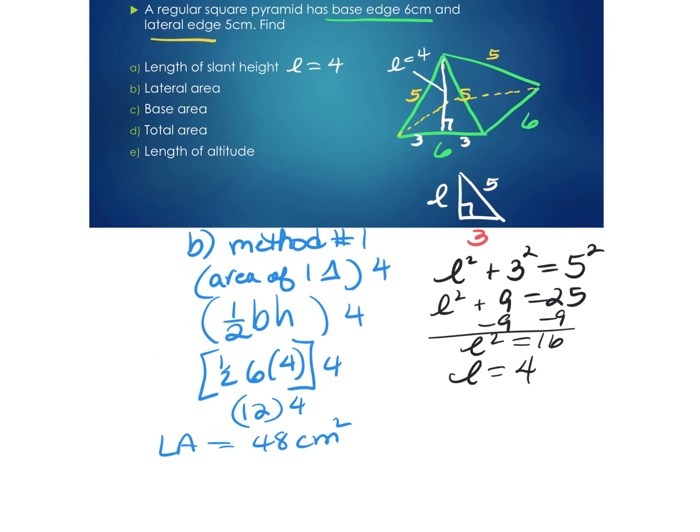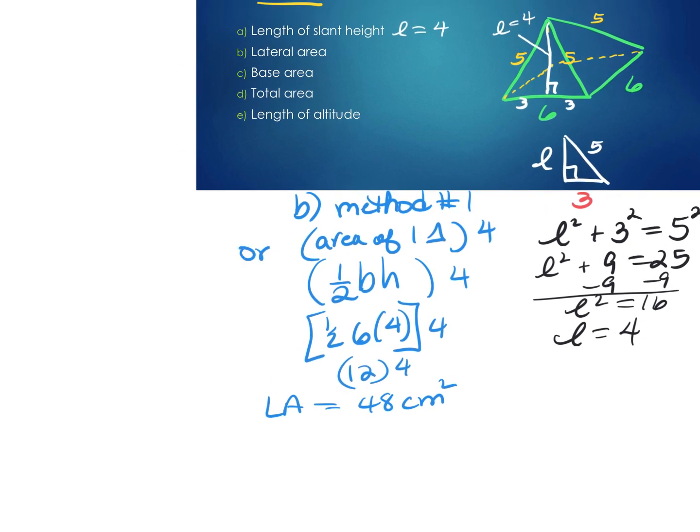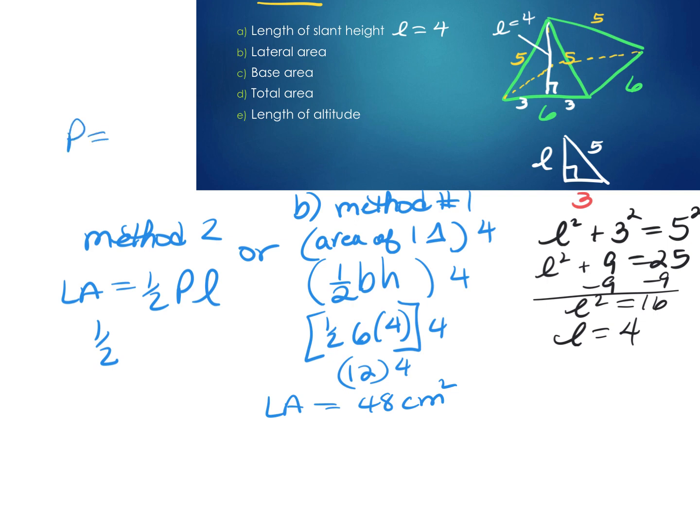Method 2, so you can choose, or you could do method 2. And remember that formula was the 1/2 perimeter times slant height. So my perimeter, it's a square. So my perimeter is 6 times 4. So perimeter of my base, number of sides times side length. 4 sides in a square. Side length was 6. My perimeter is 24.